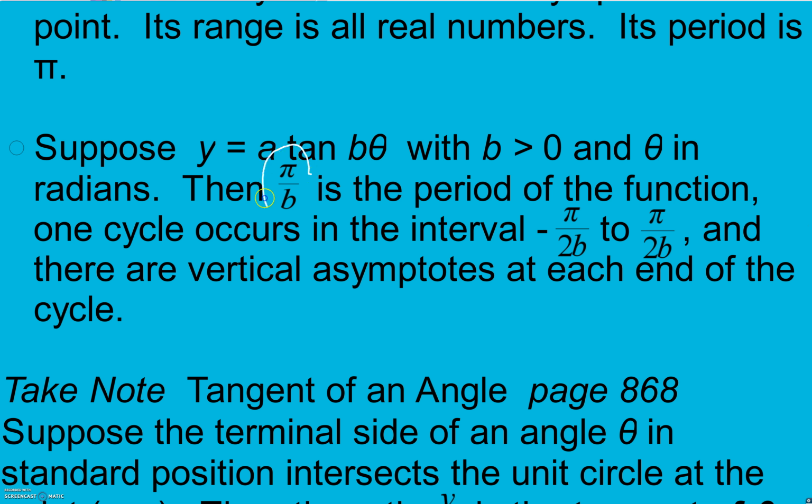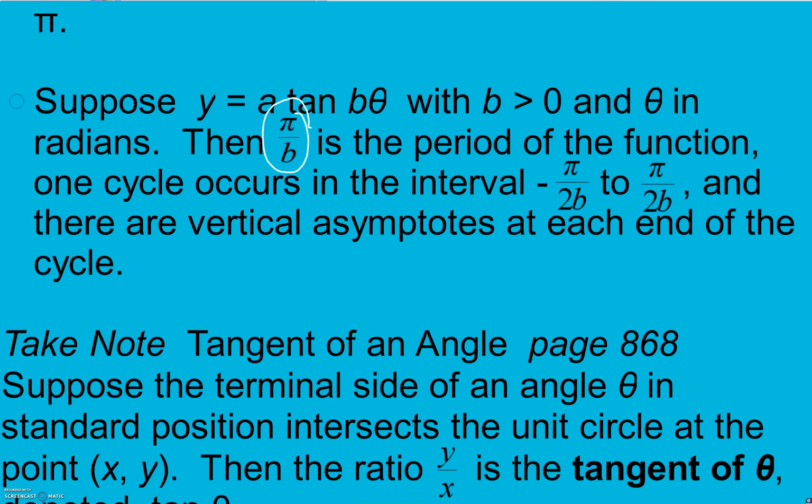And it's pi over b instead of 2 pi divided by b for the period, because its period is just pi. So we don't take 2 pi divided by b because the entire period isn't 2 pi like it was with sine and cosine. It's just pi. So take note here.